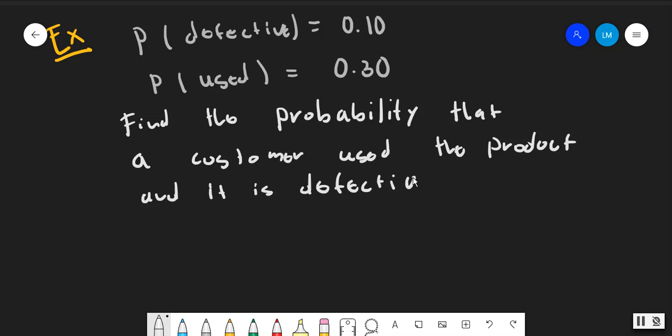One practical application you can see here is that this is like a claim that a customer might make. That means the manufacturer knows how many of these claims are actually legit. So we have the probability that an item is used and defective.